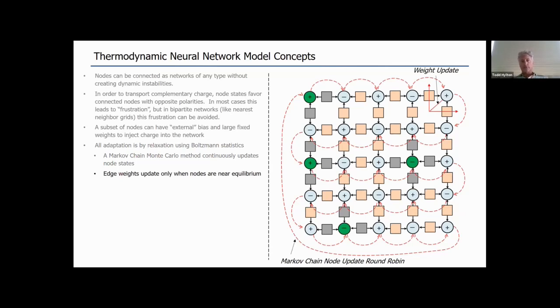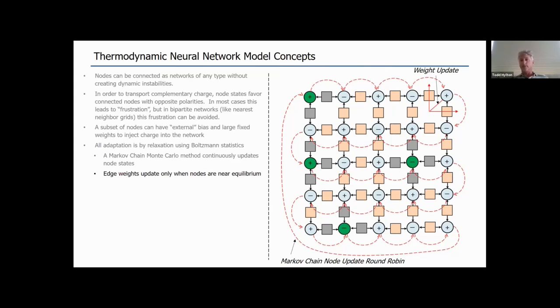The edge weights, it turns out, are only updated when the node thinks that it has found a local equilibrium. In other words, it can look over its energy over some previous time steps and say, hey, am I near the temperature? Are the fluctuations that I'm seeing near the temperature or not? If they're lower than the temperature, then I'm probably in a local equilibrium. And when that's the case, I'm going to update my weights.